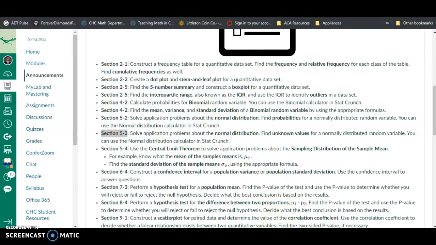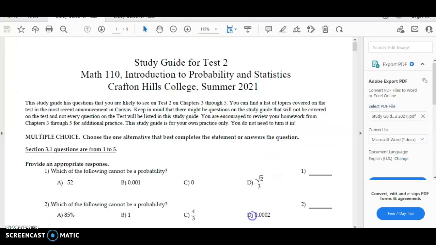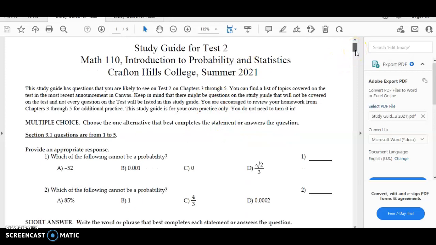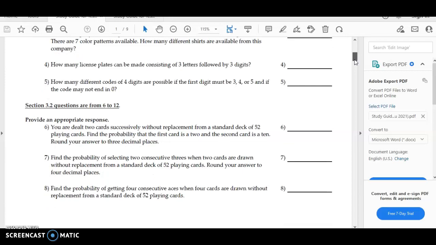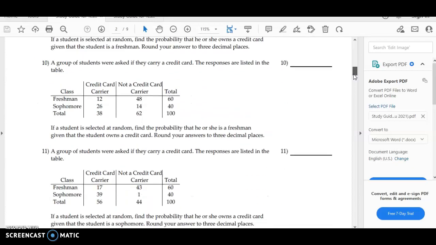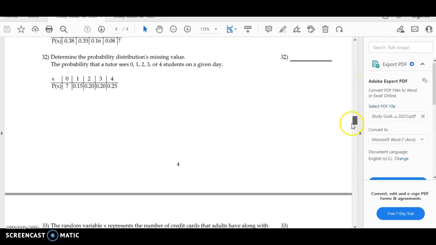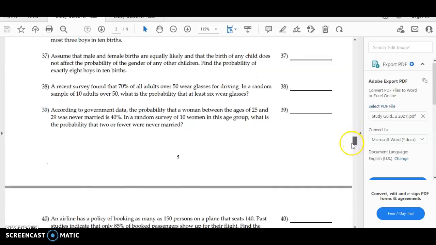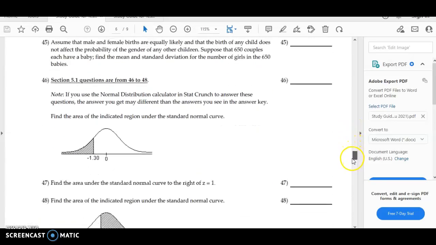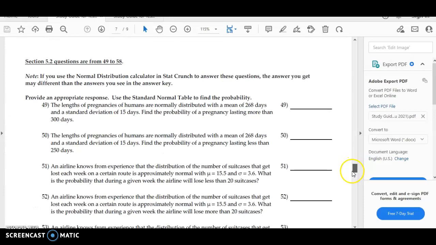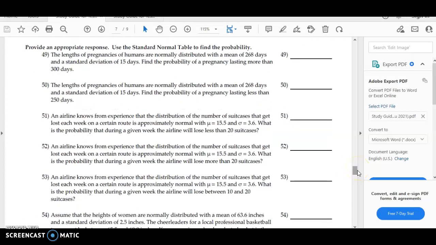Okay, so let's look at the study guide that covers chapter 5, which is study guide 2. Once again, the study guide is divided into sections. Study guide 2 covers chapters 3 through 5. So we're going to scroll down until we find the questions from section 5.2. Questions 49 through 58 cover topics from section 5.2. We're going to specifically look at questions 51, 52, and 53.